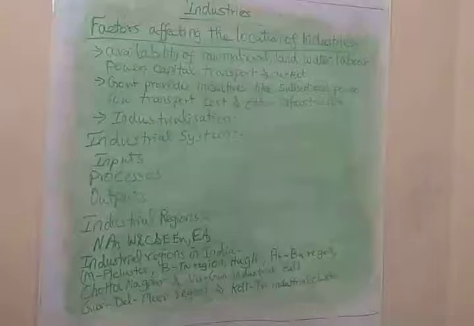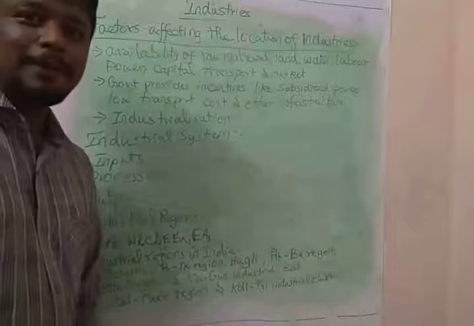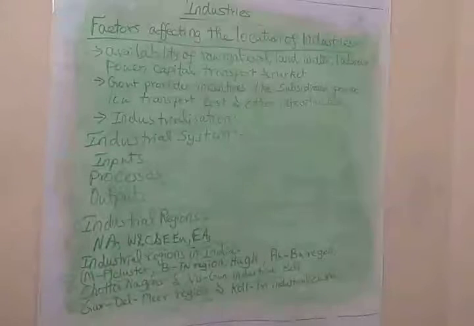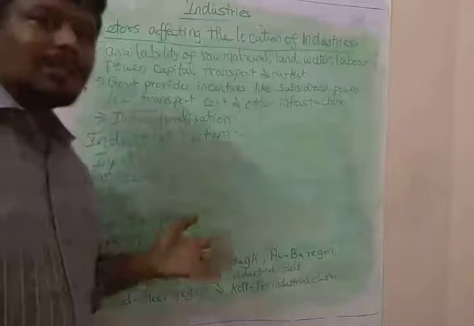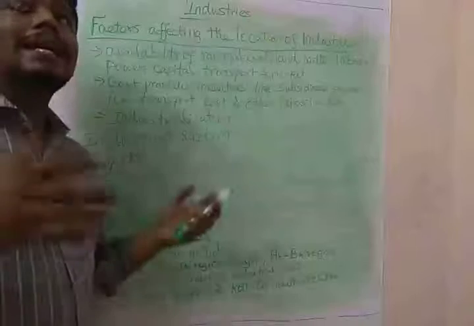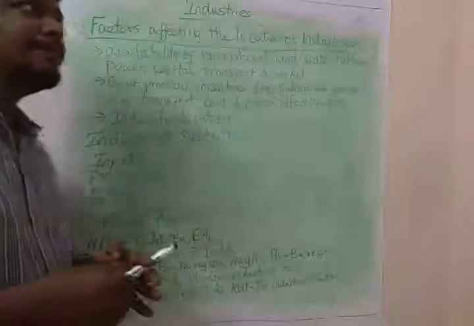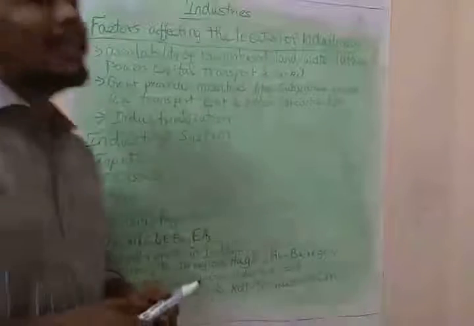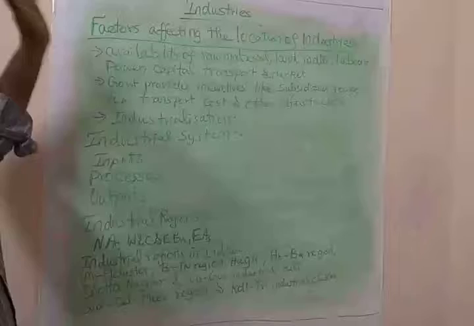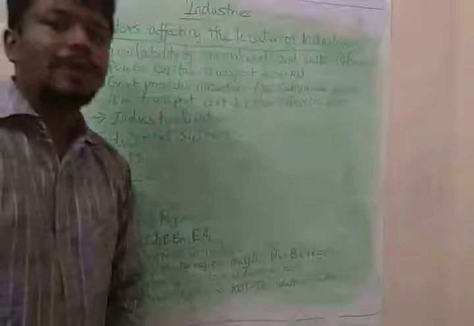Hello students, good morning. Today we are going to see a continuation of the lesson on industries. In industries we have seen at first the classification of different types of industries and how those industries are running and all those things related to that. Four types of industries we have seen at first, right? So today we are going to see mainly the factors affecting the location of industries.